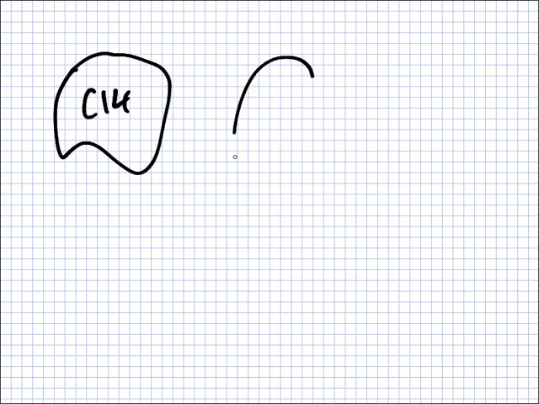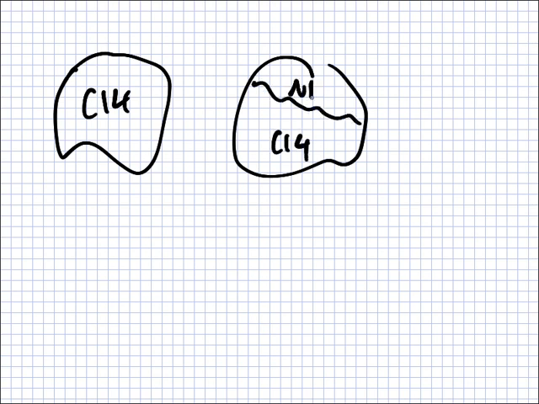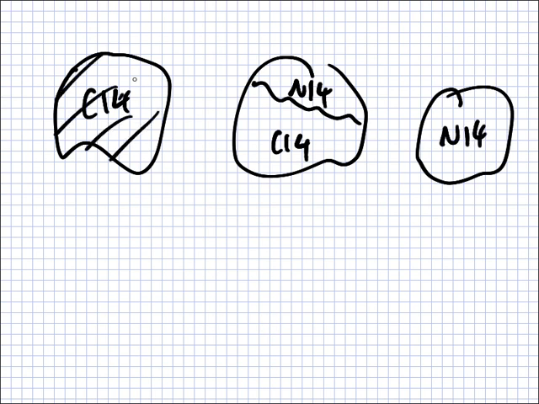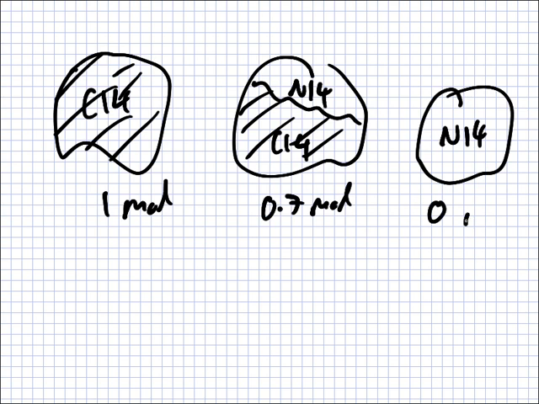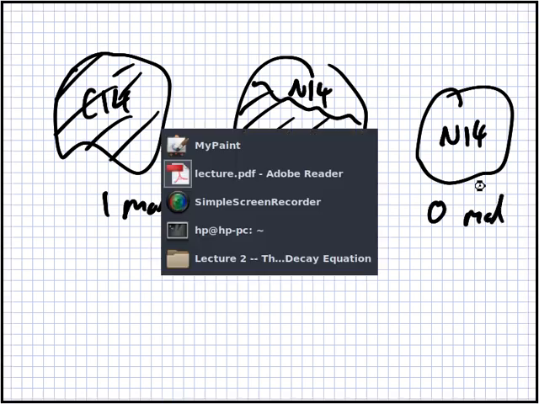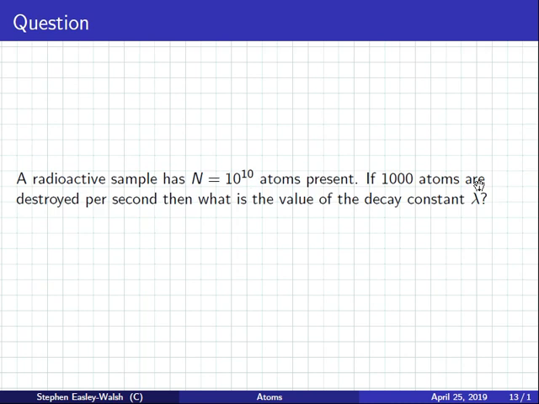Picture it like this. Maybe you have C14 here, and then over time it turns into less C14 and some N14. And then at the end you have only N14. So what we're looking at is the radioactive amount. Maybe this is 1 mole, maybe this is 0.7 moles, and then this is 0 moles. You get the idea? Okay, right.